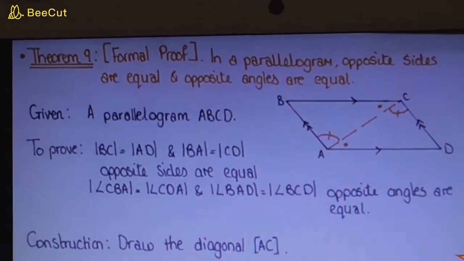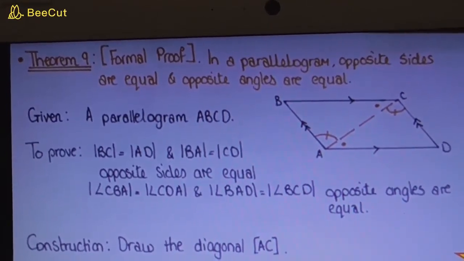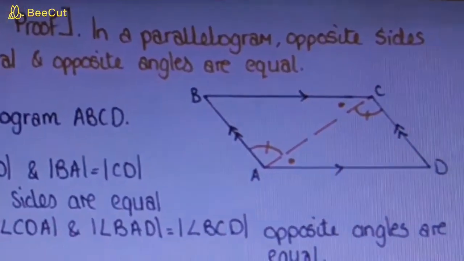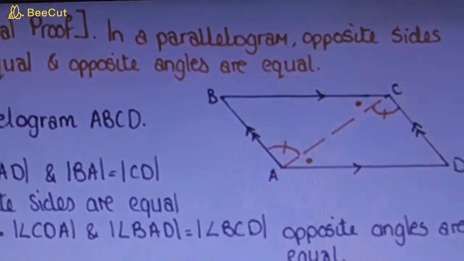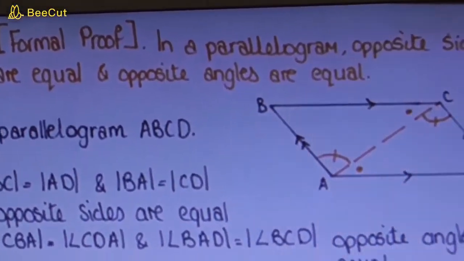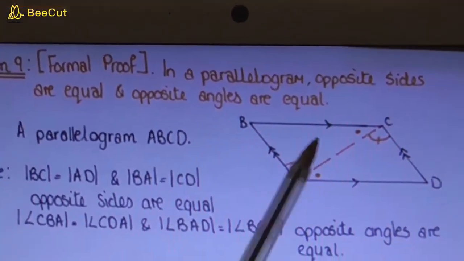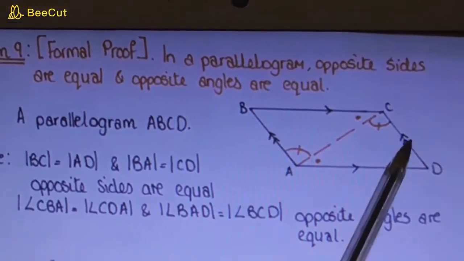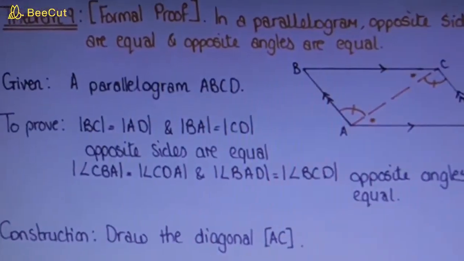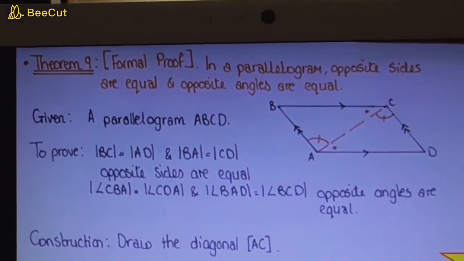What have we been given? We have been given a parallelogram ABCD. That's what I've drawn in black. So what I've drawn in black is your diagram for the given part. I've given a parallelogram and labelled it ABCD. I've also shown the parallel symbols, like so, that side is parallel to that and that side is parallel to that.